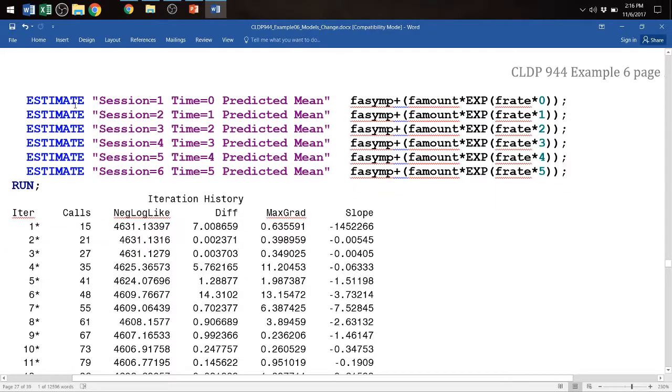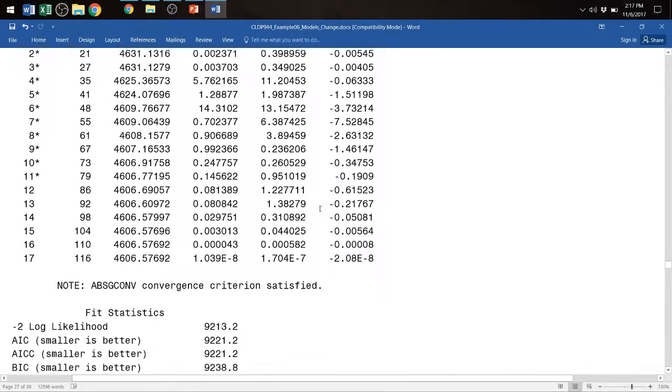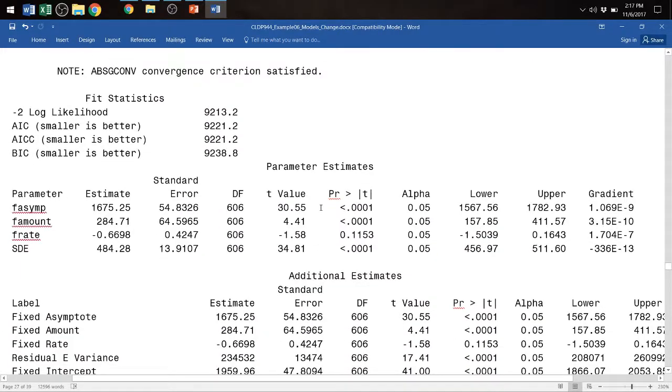Here are some examples of estimate statements predicting what the model says the mean would be at each occasion, where you just fill in the level 1 equation and substitute in a value for time. So about a second later, it spits out my answers.